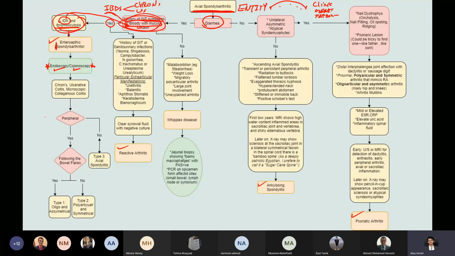With regard to the arthritis part, we are going to ask a fundamental pivotal question here, which is: is this arthritis peripheral or not? If it's peripheral, then we need to investigate whether it's following the bowel flares or not. If it's following the bowel flare, then this is going to be a type 1 enteropathic spondyloarthritis. And this type 1 usually comes in the form of oligo-asymmetric. This is a quite important feature that I want you all to remember. There is a connection between being oligo and asymmetric. A lot of diseases in medicine that come with oligoarthritis also have this asymmetric unique presentation.